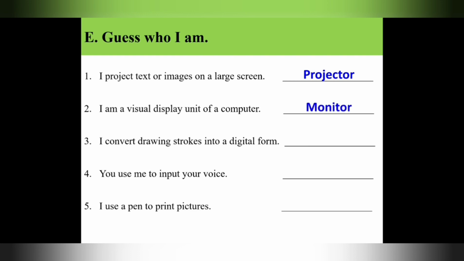Third one, I convert drawing strokes into a digital form. Who am I? I am the graphic tablet. Fourth one, you use me to input your voice. Who am I? I am the microphone. Fifth one, I use a pen to print pictures. Who am I? I am the plotter.